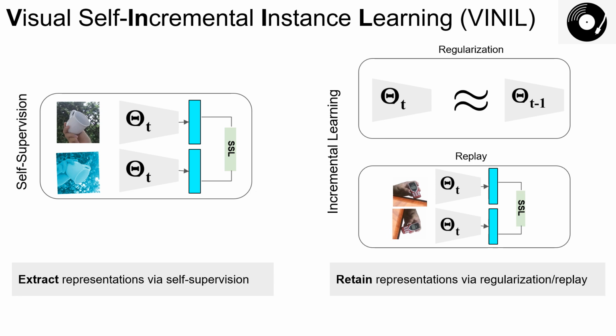To complement extraction of the self-supervised signal, we basically use regularization or replay to retain the learned representation. For regularization, we basically force the weights of the backbone to be similar or to change smoothly across different learning sessions. For replay, we basically store a subset of the previous learning tasks and then we replay them also via self-supervision during learning of new information.